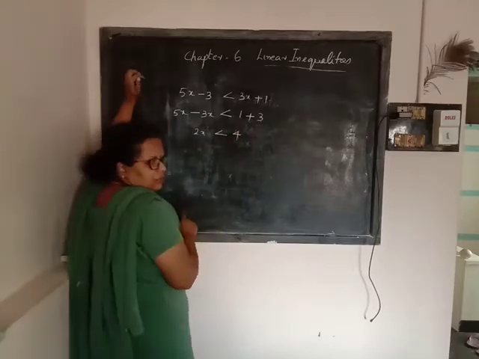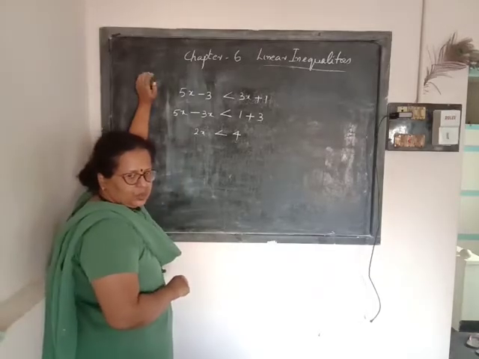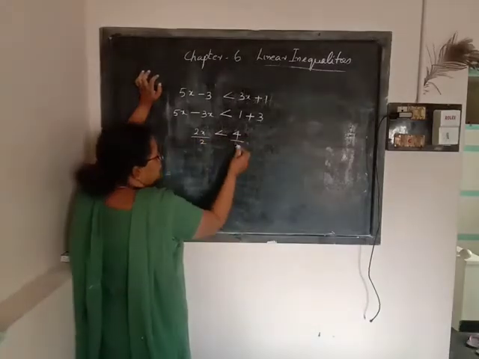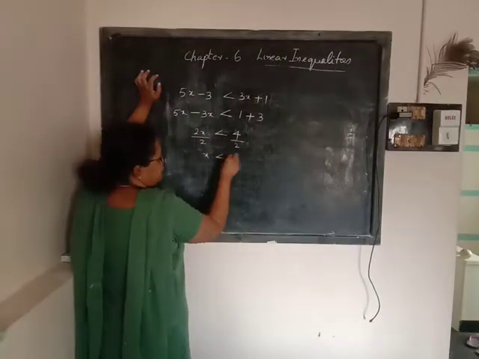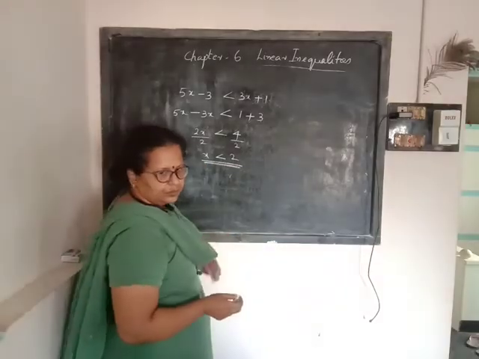So we have to divide both sides by 2. 2 is a positive number, so the inequality will not change. So you can divide by 2 on both sides. So what will be our answer? X less than 2.